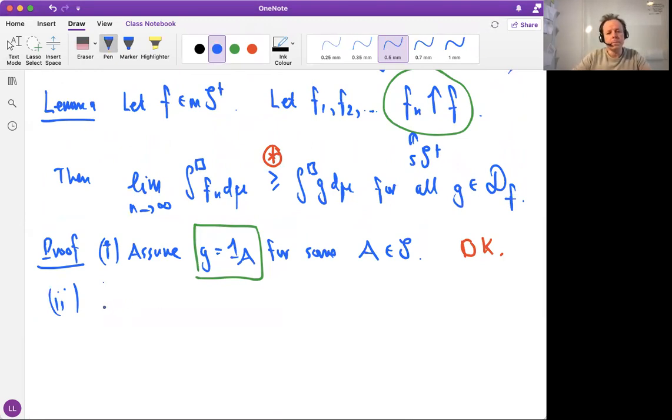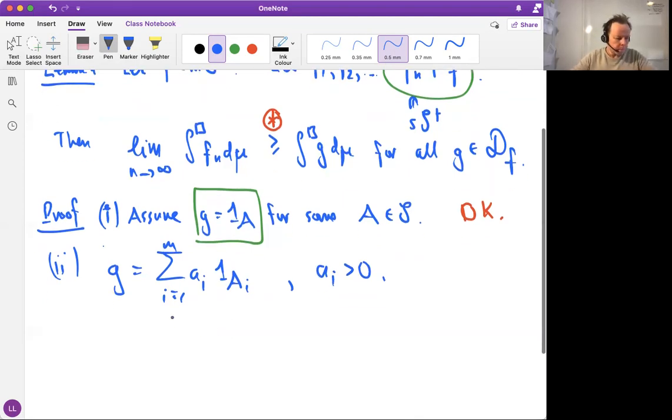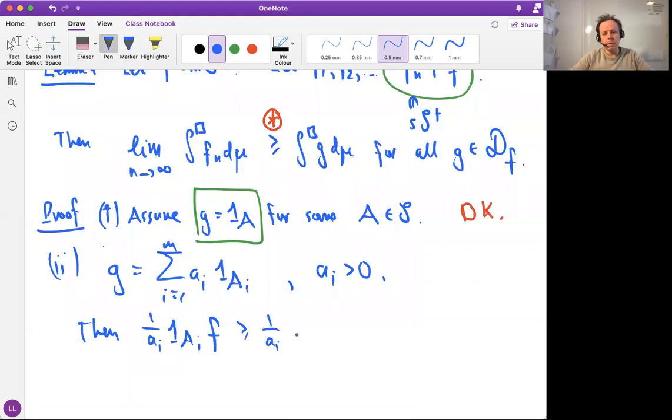So assume now that G is a linear combination, sum from i equals 1 up to m of ai times indicator of Ai. Then there's a trick. We assume also that all of these ai are strictly positive, otherwise things get trivial. So in this case, we note that if we divide by ai and put the indicator of Ai here and multiply this thing by F, then because F was bigger than G, we also know that this is positive. Indicator is a positive function. So then we get this type of inequality as well.